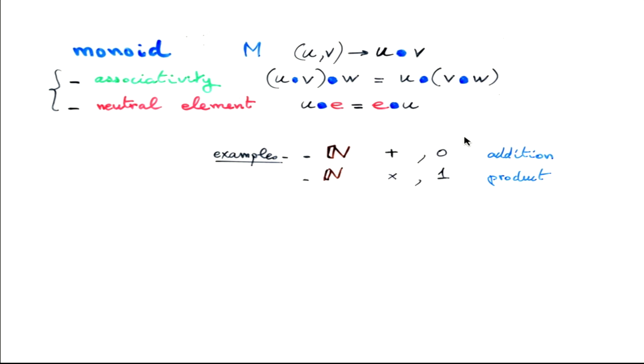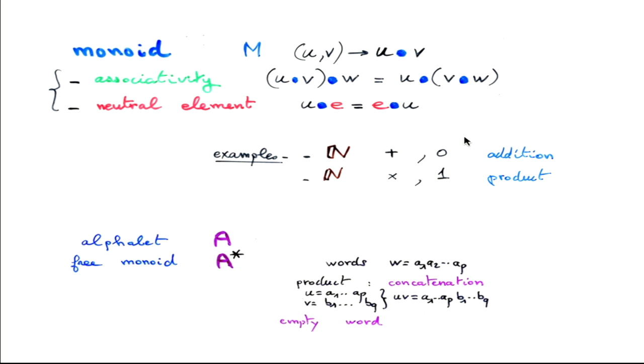Natural examples: integers with addition, integers with multiplication. Here there will be a lot of free monoids. So what is a free monoid? You have an alphabet A of letters. The free monoid is just a set of words like this, where a1 to ap are elements of the alphabet. The product of two words is just the concatenation of the two words: you put one word a1 ... ap and b1, b2, ... bq, it's a concatenation of the two words. And the neutral element is just the empty word. And this will be the neutral element.